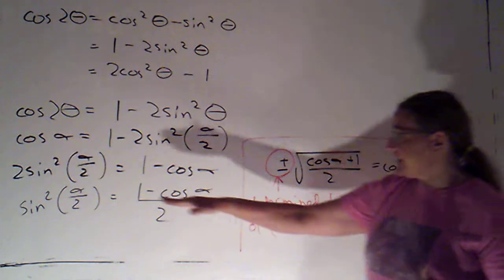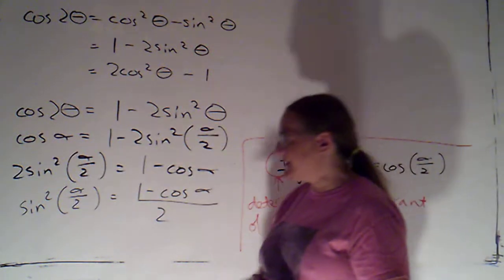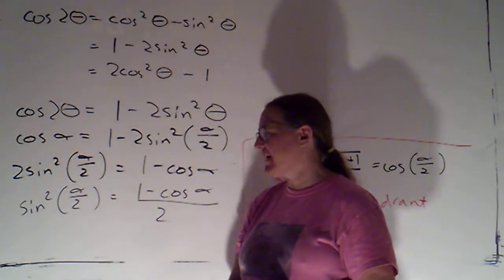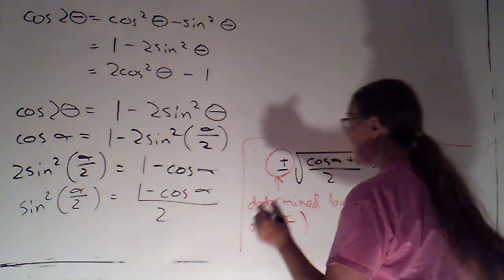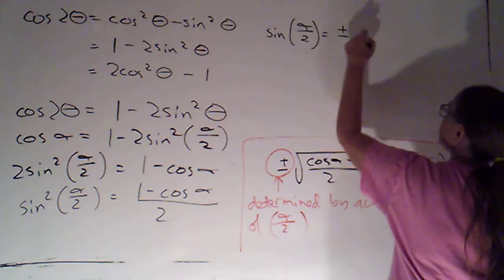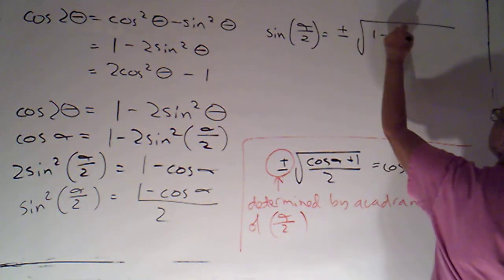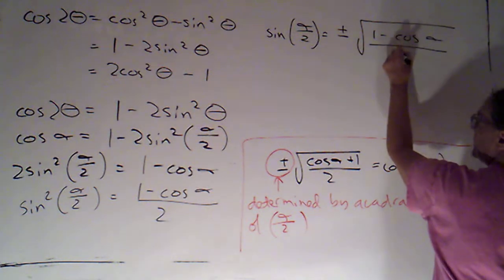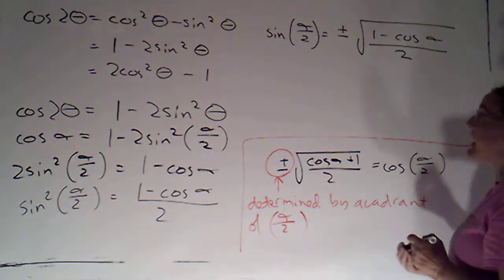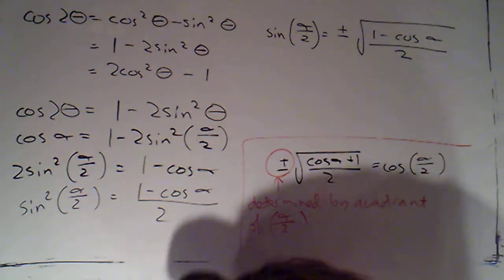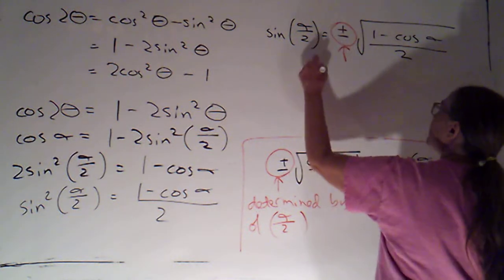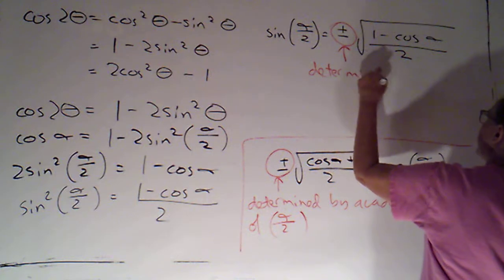And again, I can take the square root of both sides. Once again, the square root of sine squared is going to be the absolute value of sine of alpha over 2. And that's going to mean that sine of alpha over 2 will be plus or minus this lovely square root, 1 minus cosine of alpha all over 2. Okay. Again, that plus or minus sign, you don't get to just pick one. That's going to be determined by the quadrant that we're in.